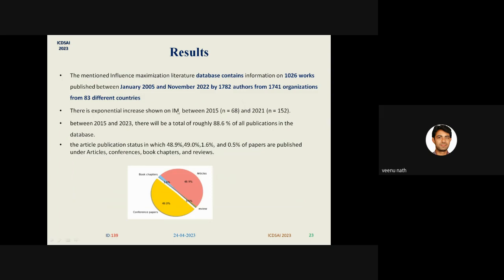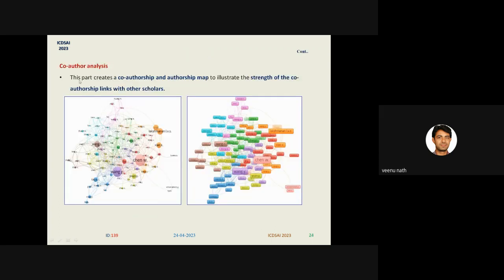What I extracted from the data is that 1026 works from 2005 to 2022 were written by 1782 authors from 1741 organizations in 83 different countries. The publication types are conference papers 49%, articles 48%, review papers 0.5%, and book chapters 1.6%. This is a co-authorship analysis.